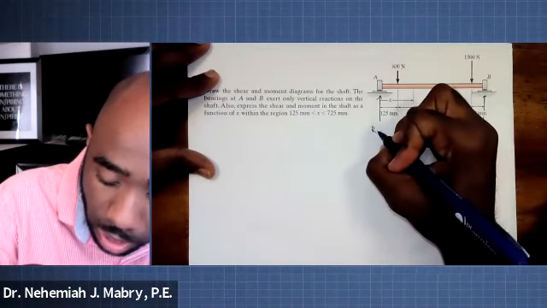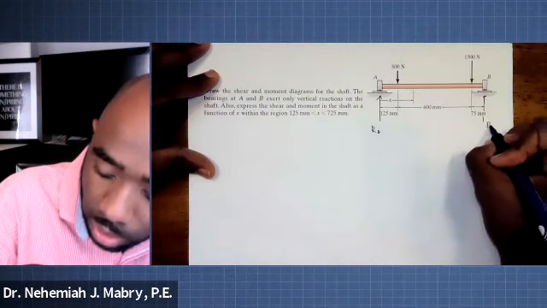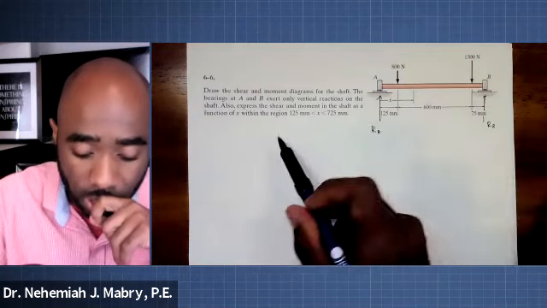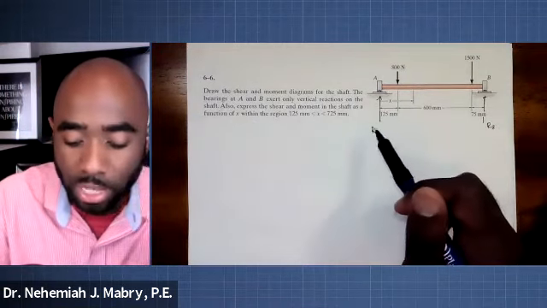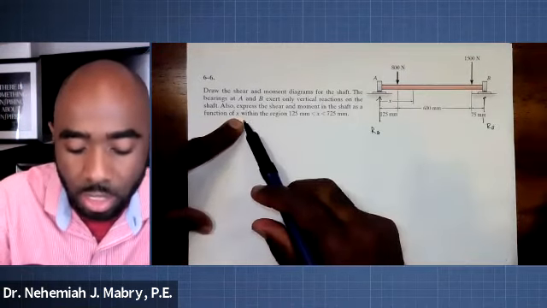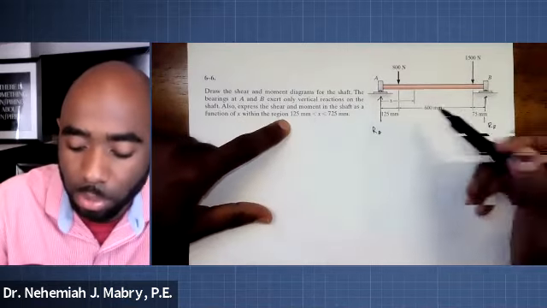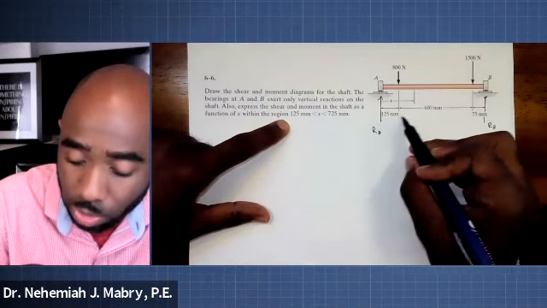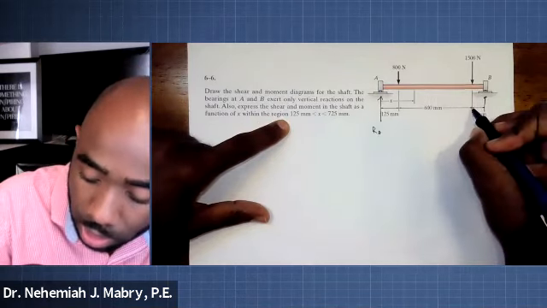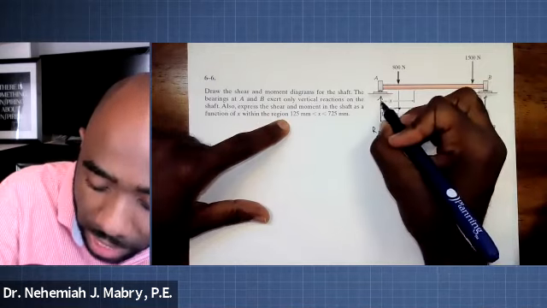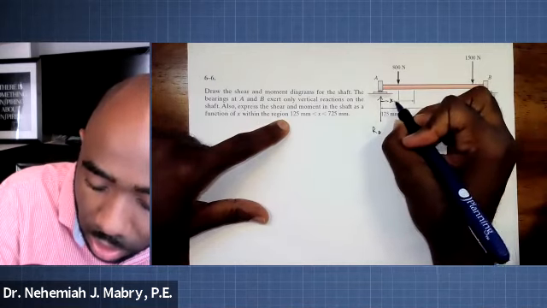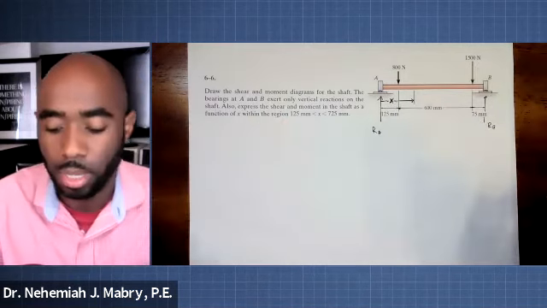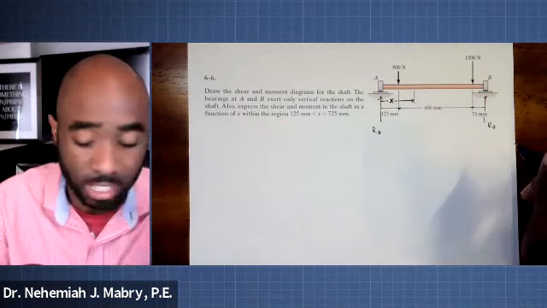So we can go ahead and call that RA. We can call that RB. And then it says also express the shear moment in the shaft as a function of X within the region of 125 millimeters and 725 millimeters. So 125 plus 600, that means that they want us to find the equation for the X as they drew on here, that carries us into the center portion of a beam. So that's what we're going to look at today.